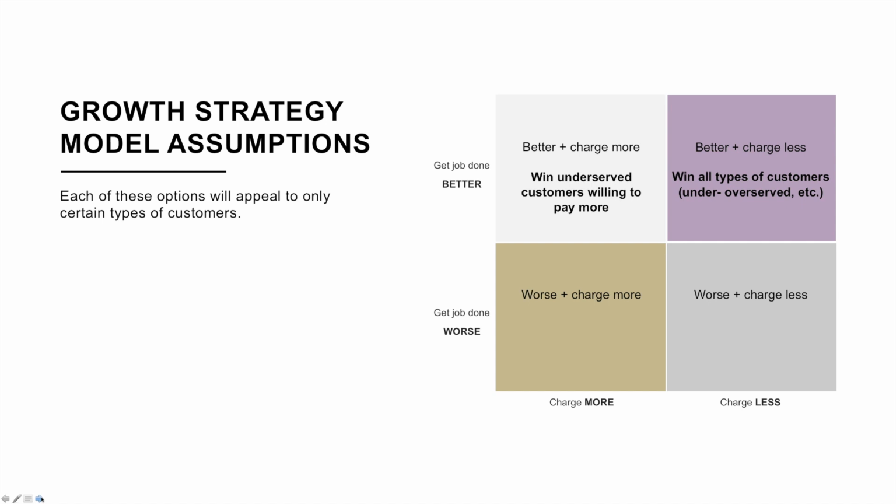What if you're going to get the job done worse and charge less? Well, this will only appeal to overserved customers and non-consumers. And to get the job done worse and charge more, well, who would that win? Well, this is going to win customers with limited options. You could consider, for example, paying for Wi-Fi on an airplane, where you're paying a lot more for service that has a lot to be desired.